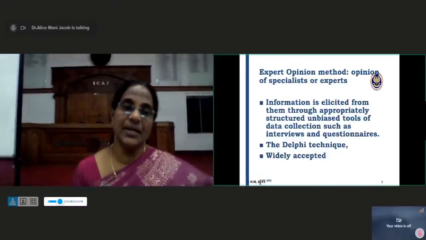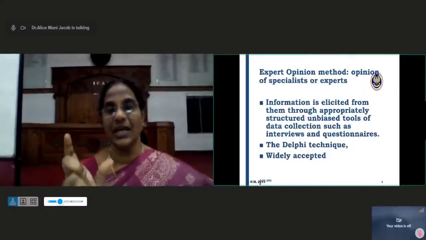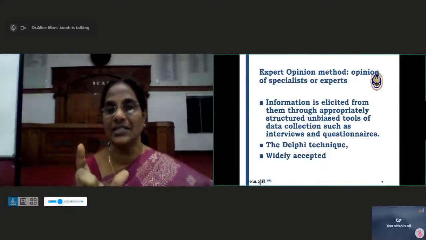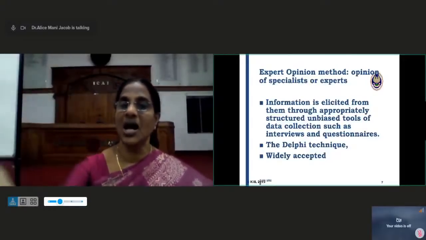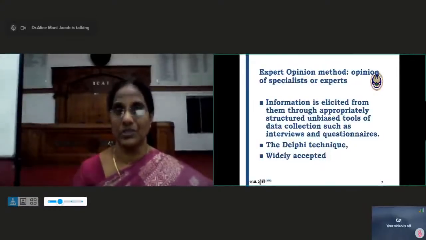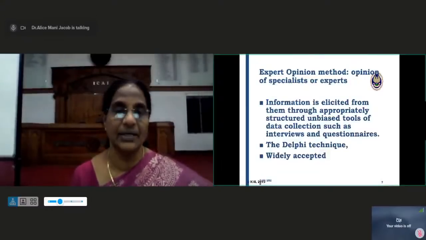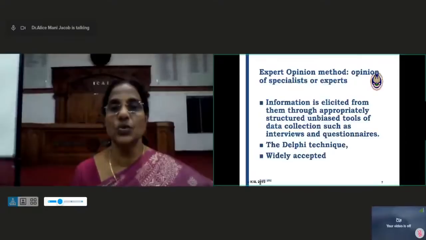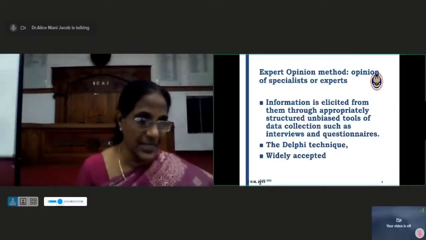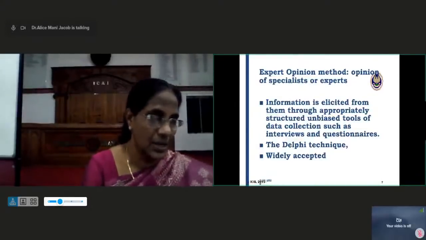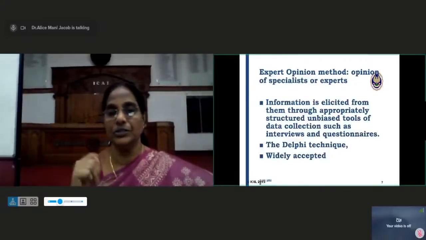Then the next method is the Delphi technique. The word Delphi comes from the Oracle of Delphi in Greek mythology, where the forecast, the horoscope, was given. The future was foretold, and that's why this is known as the Delphi method. You can scribble down in your textbook, open your textbook, the page number should be around 2.52, 51 or 52.